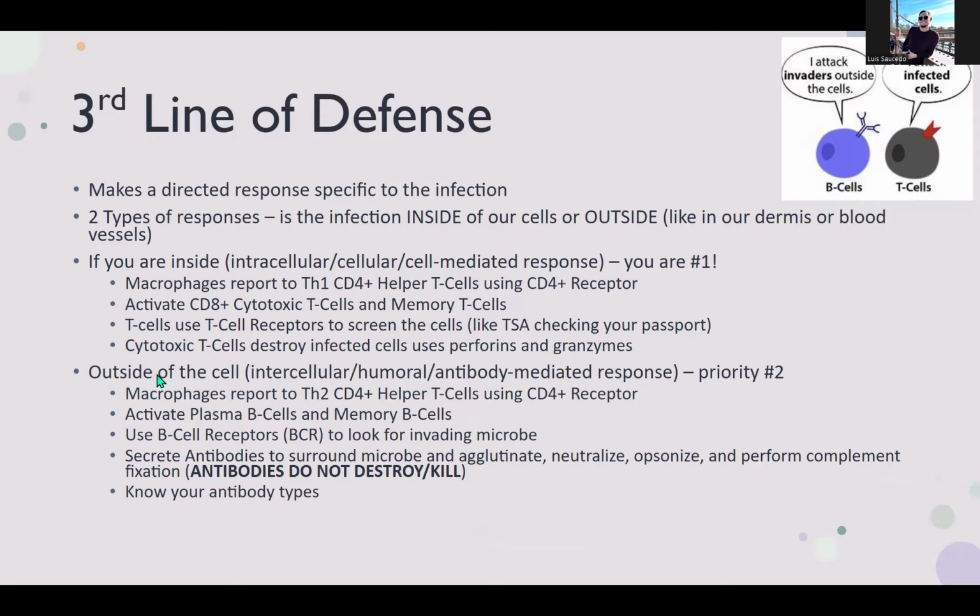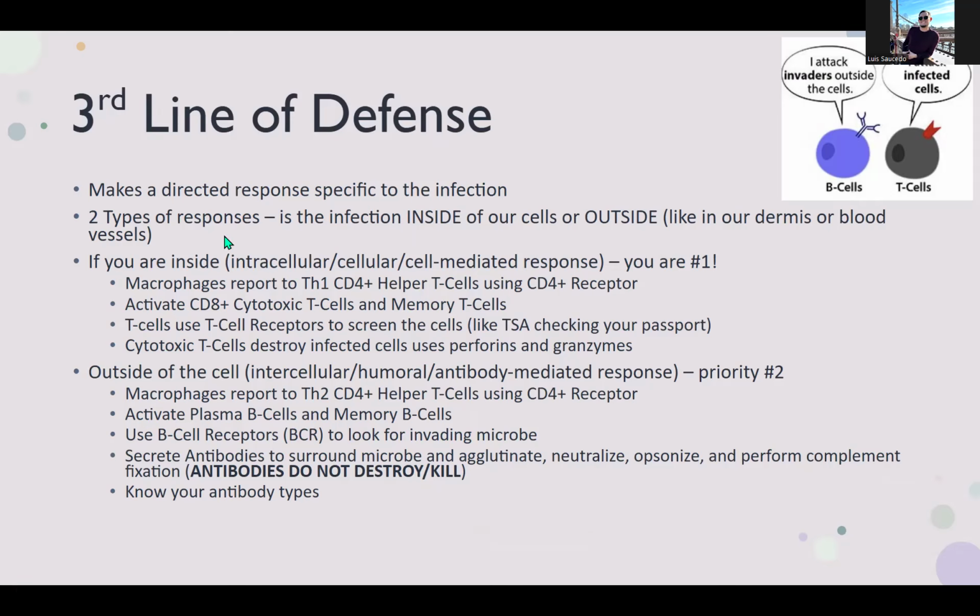On the flip side, anything that's a B cell will be a humoral response, an antibody-mediated response, or an intercellular response. Just keep a close eye on these keywords, especially since intracellular and intercellular are very similar, but it's usually cellular versus humoral or cell-mediated versus antibody-mediated. Those words will let you know whether you are going to be using your T cells for the infection or your B cells for the infection.